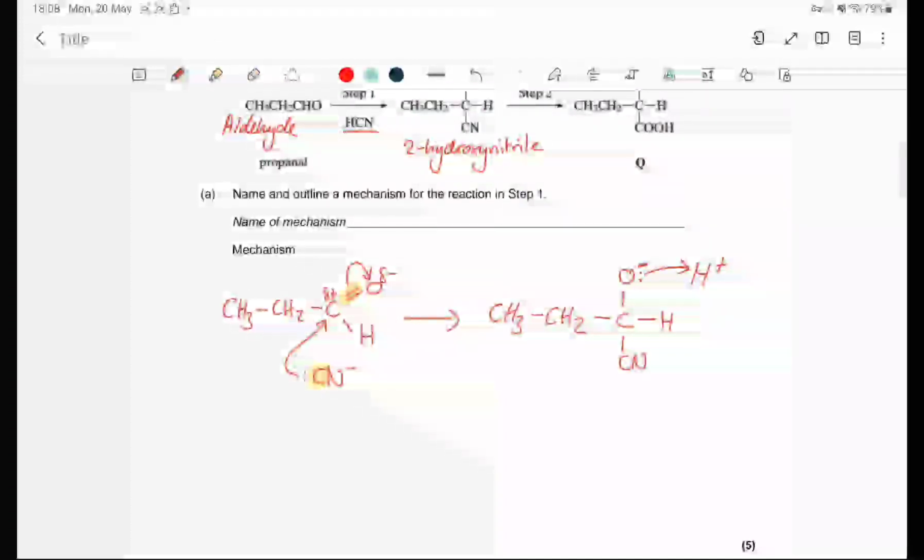So, mechanism, as we said, nucleophilic addition, because we're attacking that delta positive carbon. Sorry, the carbon on the nitrile is attacking the delta positive carbon, and of course we're going from having two separate substances to one substance, so it's an addition reaction.